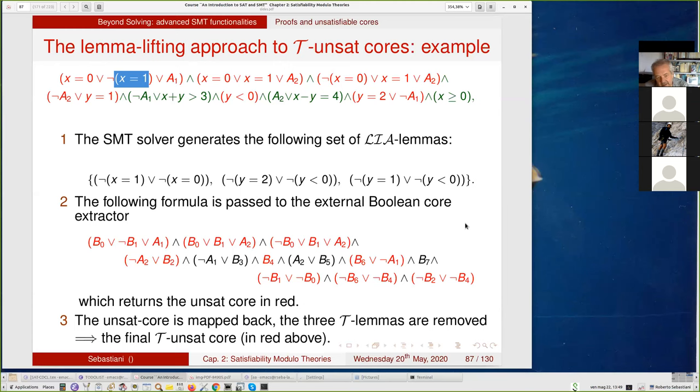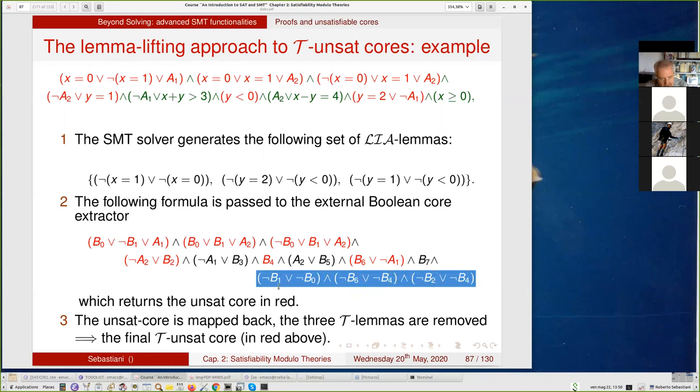This is an inconsistent formula, and the unsat core can extract the subset in red, from which we can throw away the theory lemmas. Notice that these are exactly those three theory lemmas. The red one is the unsat core returned by the subsolver, but these are theory lemmas we can throw away, and we have this unsat core here: one, two, three, four, five, six clauses, which you can easily check is indeed an unsat core.